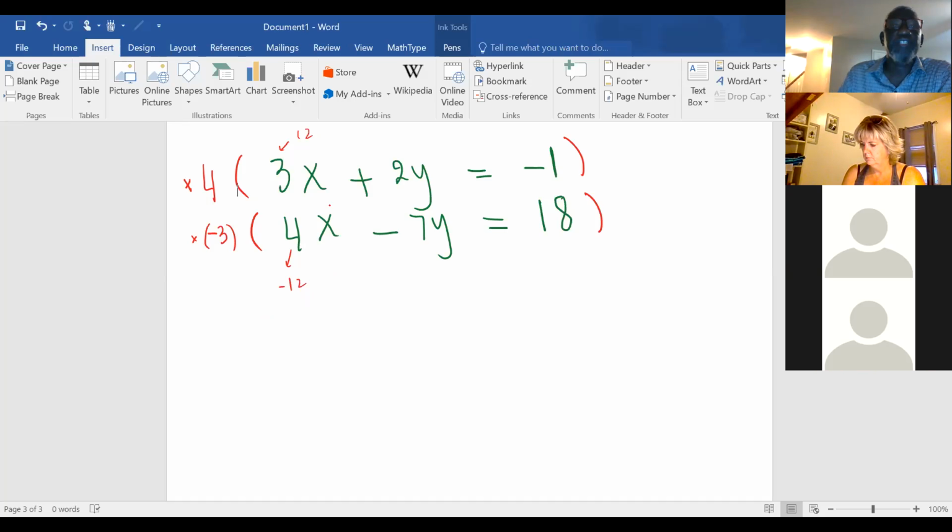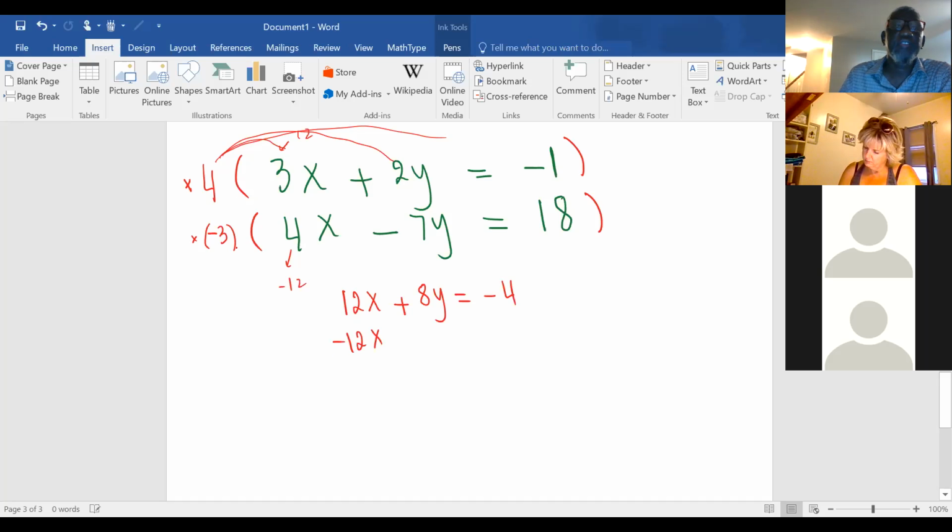So now we go ahead and we distribute, right? You see, the mistake could come from the distribution because we can easily forget a number. So it's 12x. How many y's? 8y equal to negative what? Negative 4. Thank you. And then we get negative 12x for the second one. When we do that, plus 21y is equal to negative 54.